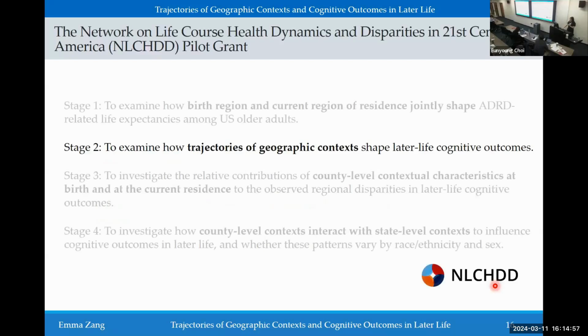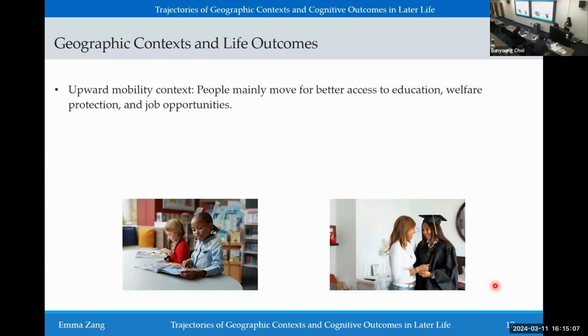Okay, so now we move to the second stage, which is more exciting. We want to examine how trajectories of geographic context shape later life cognitive outcomes. And there are so many contexts, so we were thinking about which contextual variables we should focus on. Then we thought about why people move. Most people move because they want better opportunities, right? People mainly move for better access to education, welfare, protection, and job opportunities. So therefore, we decided to focus on the upward mobility context.